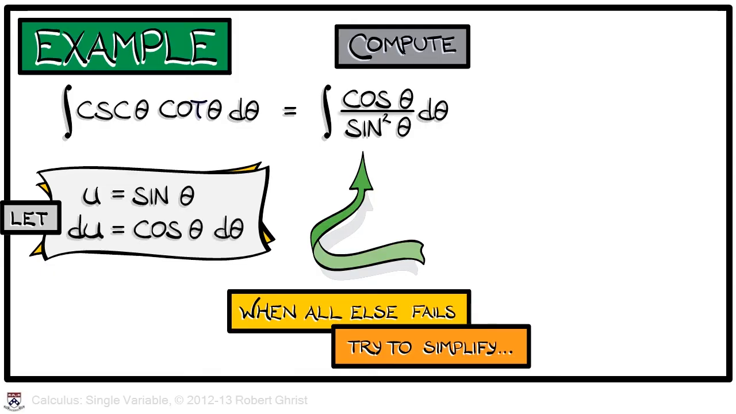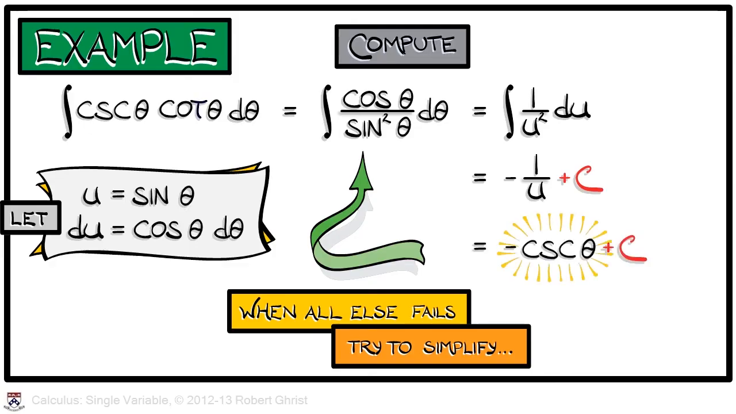In this case, du is cosine theta d theta, and we see the du sitting right in front of us. This becomes the integral of 1 over u squared times du. That we can certainly integrate to yield negative 1 over u plus a constant.